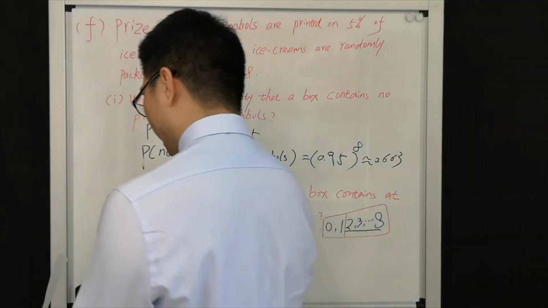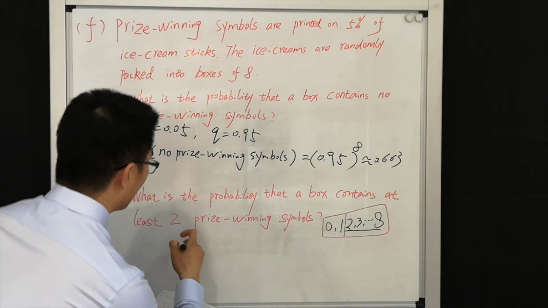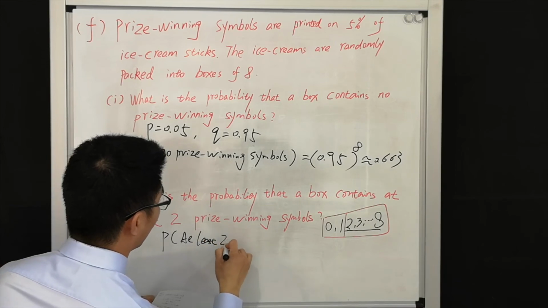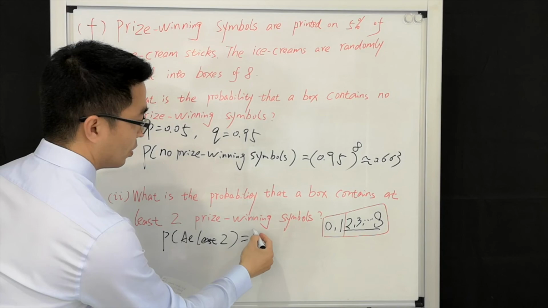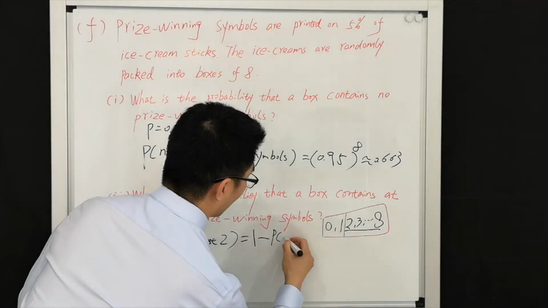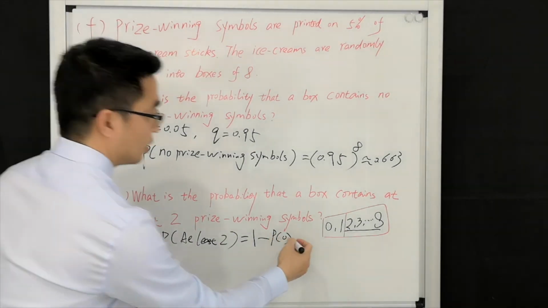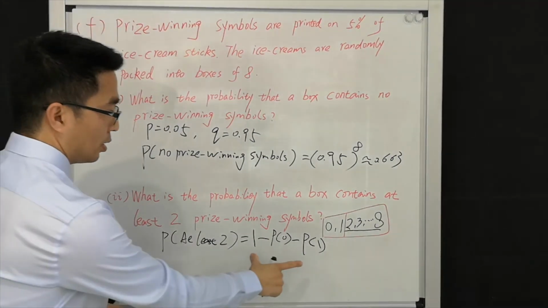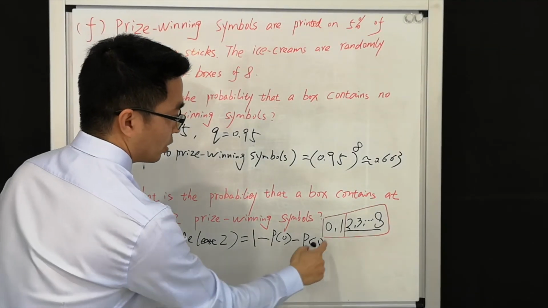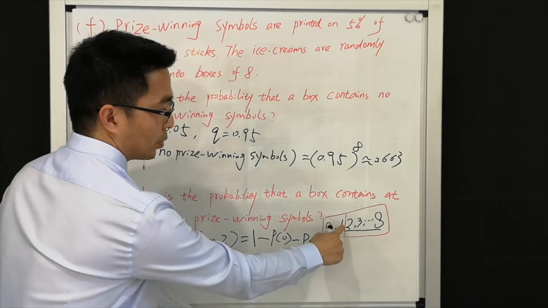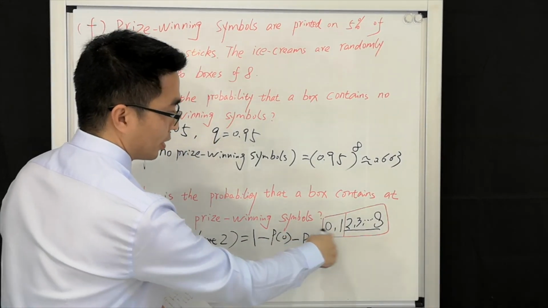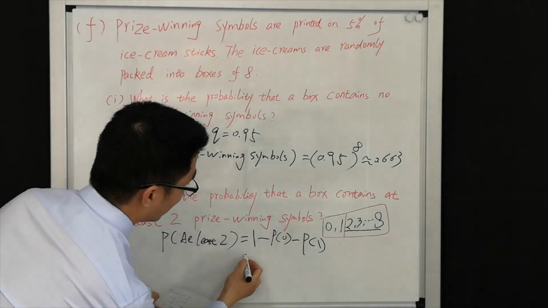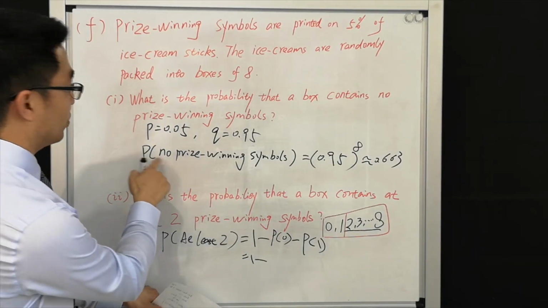So the probability of at least two winning symbols is 1 minus the probability of not getting any winning symbols, and minus the probability of getting one winning symbol only. Here is 1 subtract this, subtract this part, then we can get this part, and that satisfies the question of at least 2 winning symbols. So here is 1 minus P0 equal to this one.